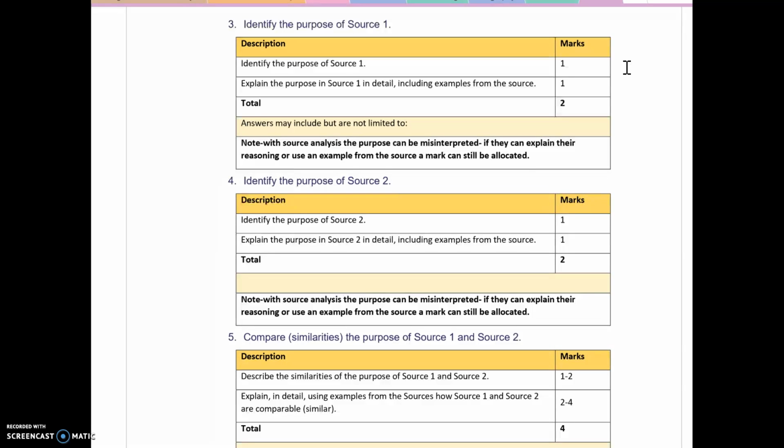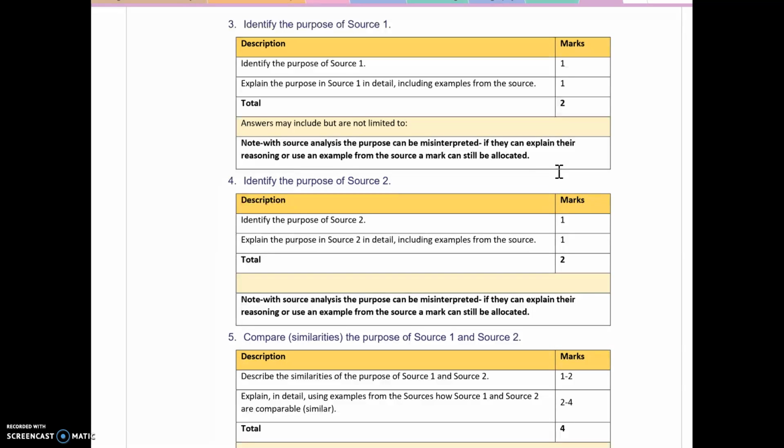If you're not too sure, that's what you would say. The likely purpose of source 1 is. And then you need to use an example from the source that explains your reasoning, so that you can explain your reasoning. That's really why you might use that.